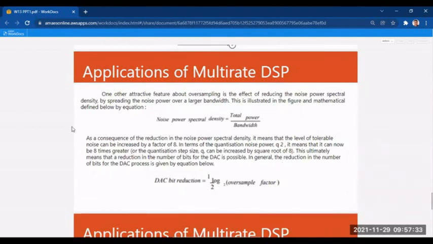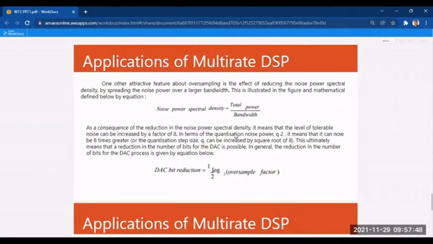One other attractive feature about oversampling is the effect of reducing the noise power spectral density by spreading the noise power over a large bandwidth. This is illustrated in the figure and mathematical definition below. So noise power spectral density is equal to total power divided by bandwidth. As a consequence of the reduction in the noise power spectral density, the level of tolerable noise can be increased by a factor of 8.